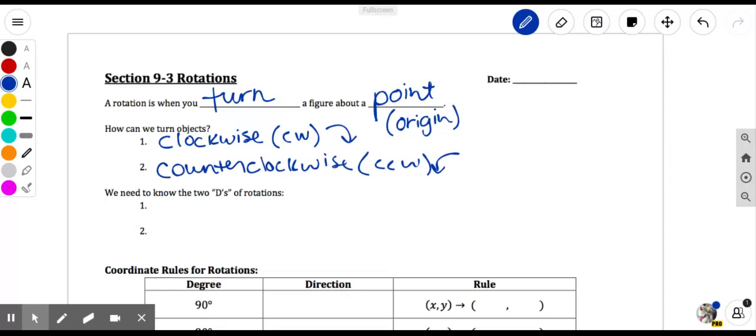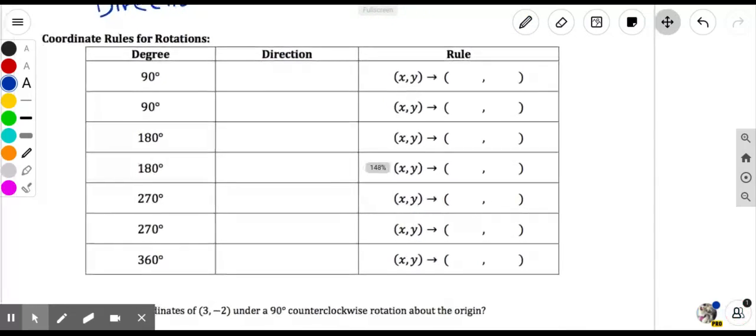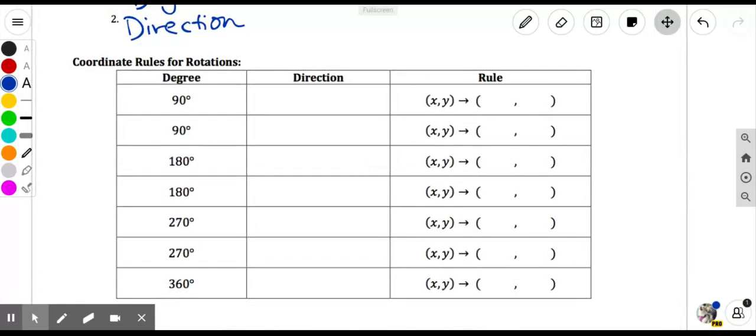The two D's of rotations are the two things you need to know in order to do a rotation. It's the degree, so how many degrees we're rotating it. We do increments of 90: 90, 180, 270. And then you also need to know which direction you're rotating it, clockwise or counterclockwise. Most kids use the coordinate rules for rotations, so let's talk a little bit about them. It looks like a lot, but a lot of them end up being the same.